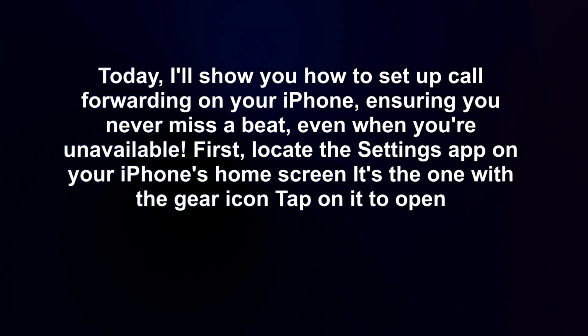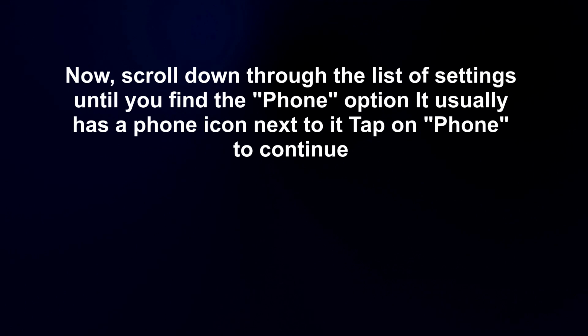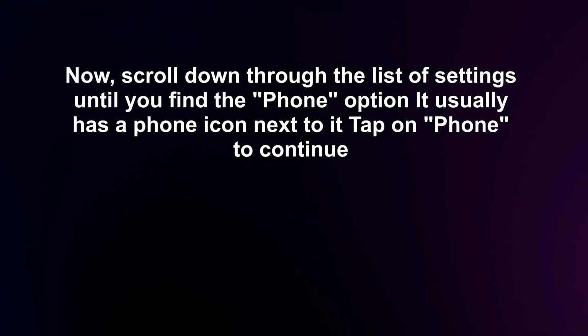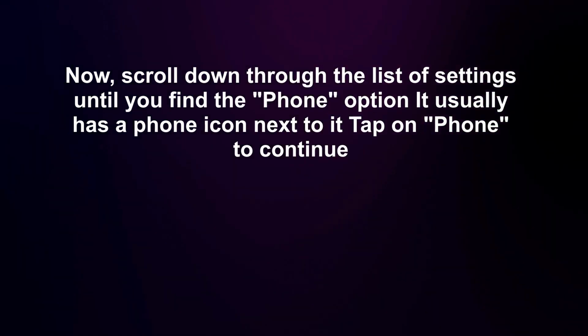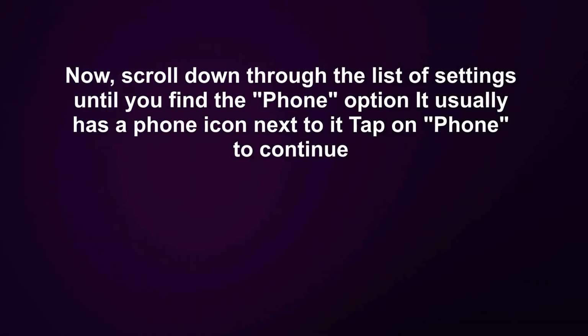It's the one with the gear icon. Tap on it to open. Now, scroll down through the list of settings until you find the Phone option. It usually has a phone icon next to it. Tap on Phone to continue.